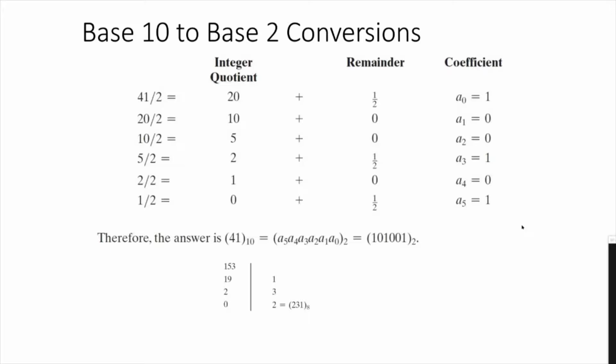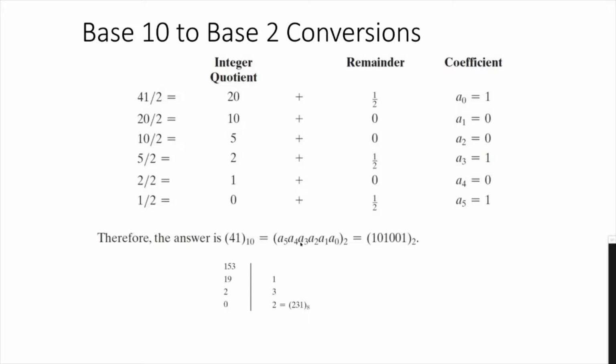Okay. So if you make the conversion, 41 base 10, here's the number with the coefficients. I'm sorry, this is the least significant bit, and this is the most significant bit. So here's A5, A4, A3, A2, A1, A0.